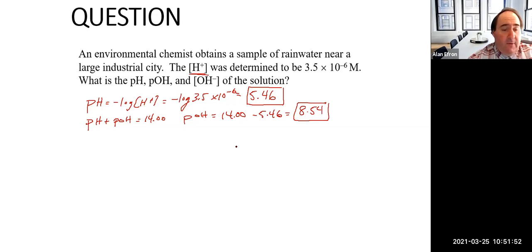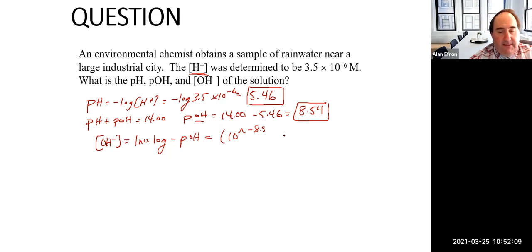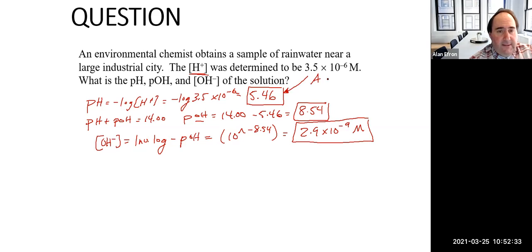And we also want the OH minus concentration. There are a couple of different ways you could do that, but we'll go with the OH minus is equal to the inverse log of the minus pOH. In your calculator, when you do that, it should look something like this. And if we do that, it looks like maybe 2.9 times 10 to the minus 9. And again, we need a unit here as it is a concentration. I think that was everything it asked for, except we'll add in that it is acidic, based off of the pH value.